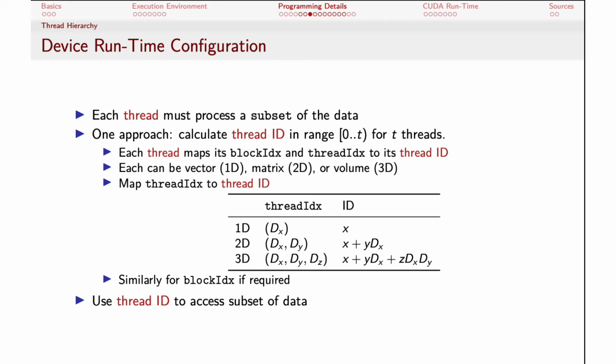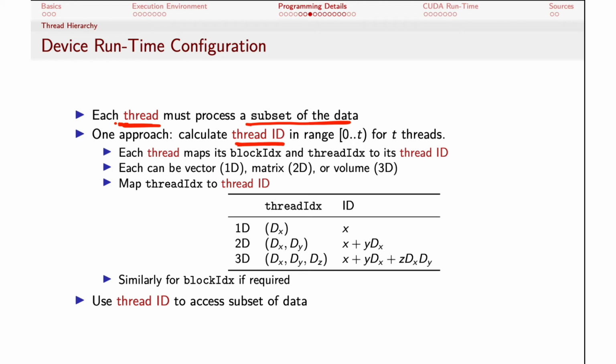Here's a very common approach to doing this. Each thread obviously has to process a subset of the data. That's the point here. So this is one way to do this. We want to calculate a thread ID, I'll call it. Now this isn't something that's specific to the CUDA environment. It's just a conceptual way for us to think about how we partition the data.